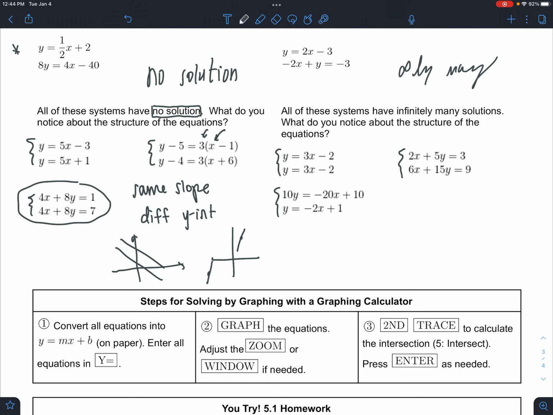These ones are even, they're kind of silly. They don't really make sense. Like, why would you put the same line in a system with itself? But it turns out because they are the same, they overlap everywhere. And that's why we have infinitely many. And if you did the math, you could see with all those other systems, they in fact are just the same equation. Okay.